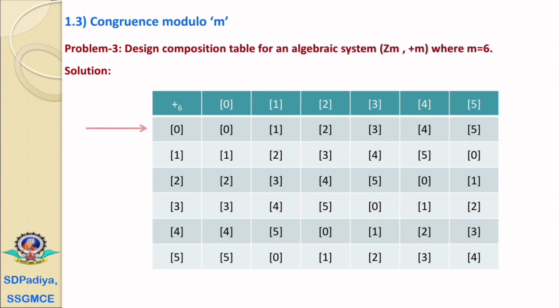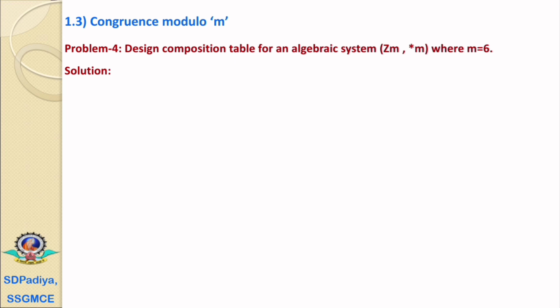The same way we can solve all these rows, one by one. Now the problem statement is to design the composition table for an algebraic system Zm, multiplication m, for the multiplication operation where m is equal to 6.